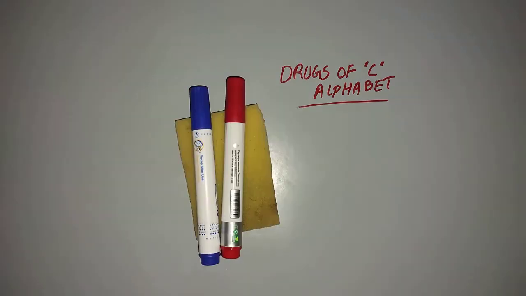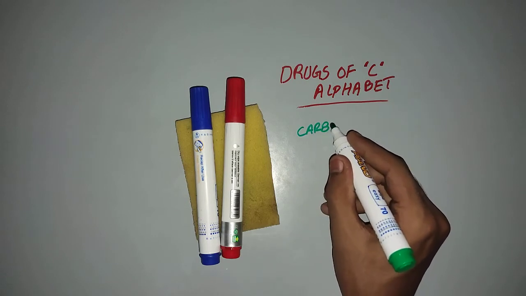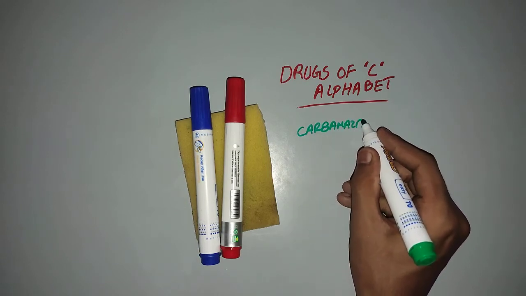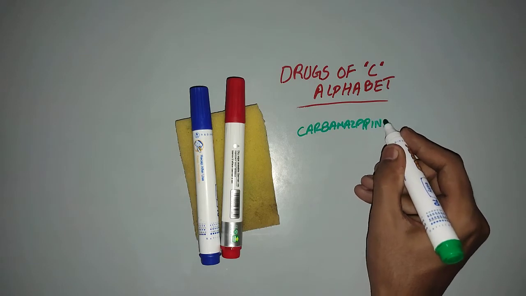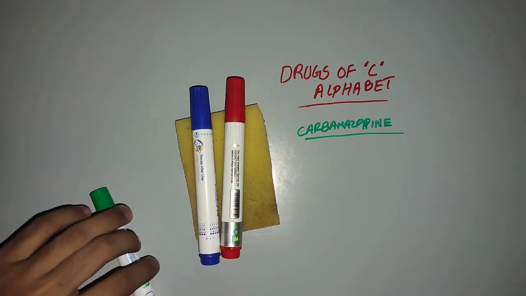After captopril, the next drug is carbamazepine. It has a very long spelling. Carbamazepine is an anti-seizure drug used to treat epilepsy and seizures. Epilepsy is nothing but recurrent seizure. The seizures which have recurrent tendency are called epilepsy. So carbamazepine is an anti-seizure drug. It is used to treat tonic-clonic and partial seizures.